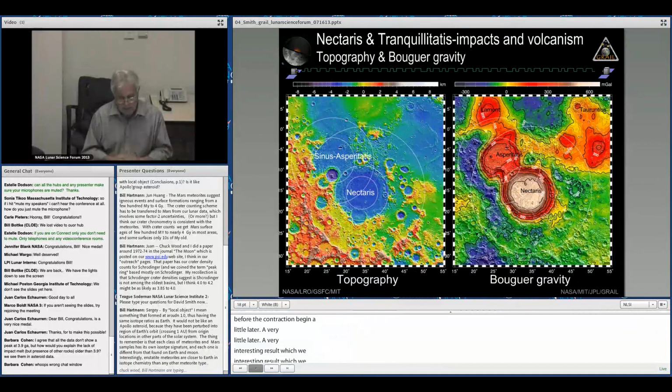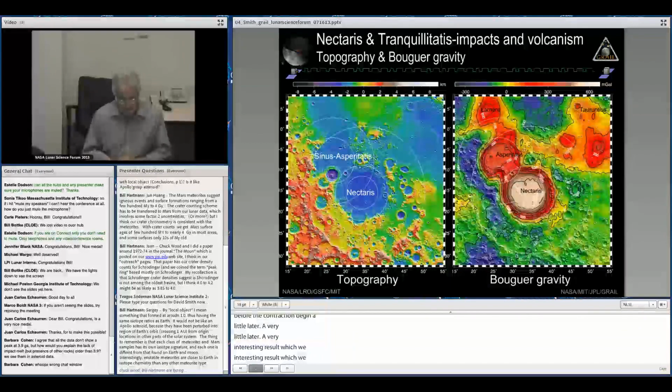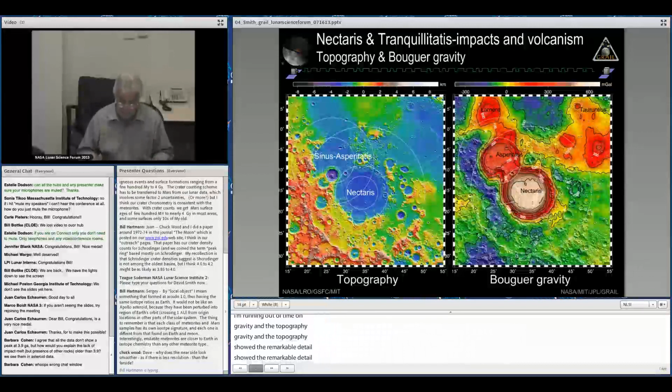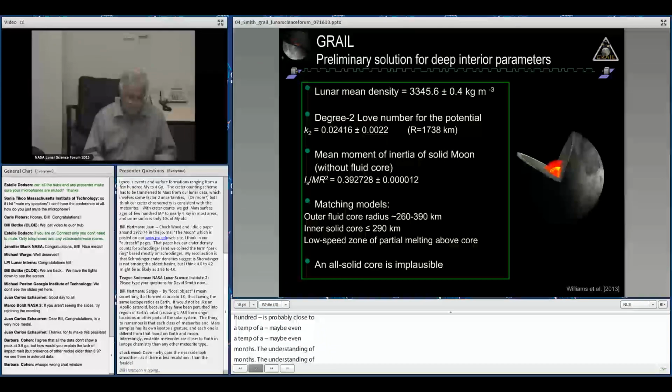And a couple of charts, since I'm running out of time, on the gravity and the topography of the Nectaris and Tranquillitatis area, showing the remarkable detail in the Bouguer gravity. When you think about the Bouguer gravity, although that signal may be a few hundred milligals, its quality is probably close to a tenth of a milligal, or maybe even less. So understanding these gravity data will take some time, but they have within them the jewels of understanding what's happening on the surface of the moon.